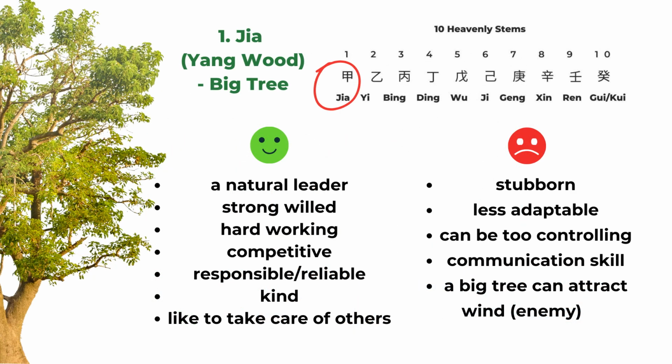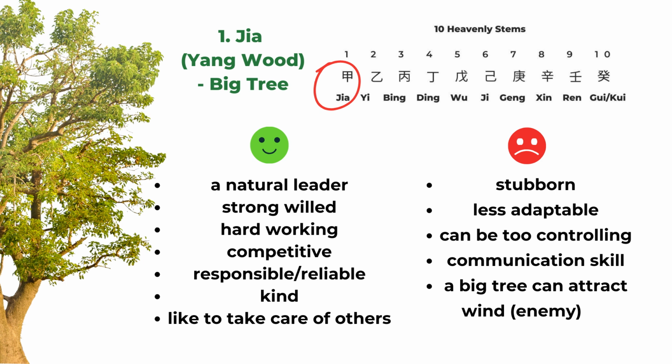The first one, Jia, is a yang wood, or we can say it's a strong wood, and it's related to big trees. If this is your day master, you are a natural leader, you are strong-willed, hardworking, competitive, responsible, reliable, kind to other people, and like to take care of other people. Every day master has positive and negative. For the negative of the Jia, you can be stubborn, less adaptable, can be a little too controlling, and you can work more on your communication skills.